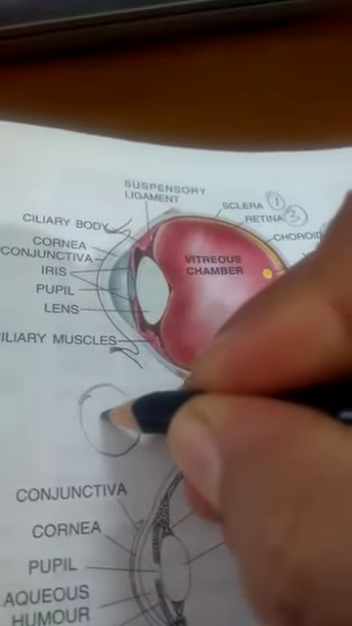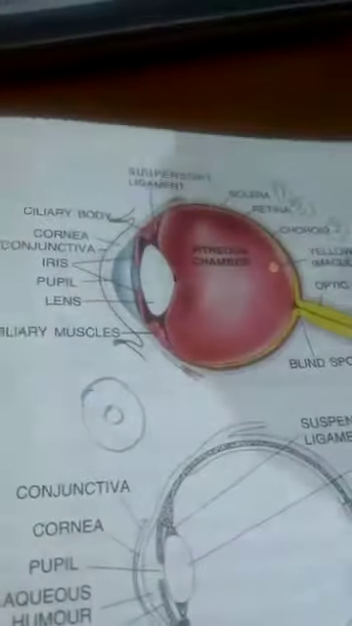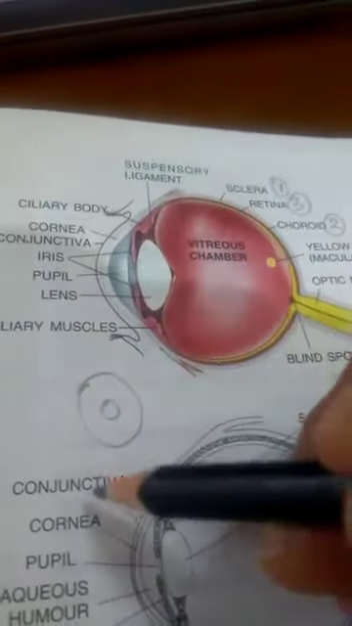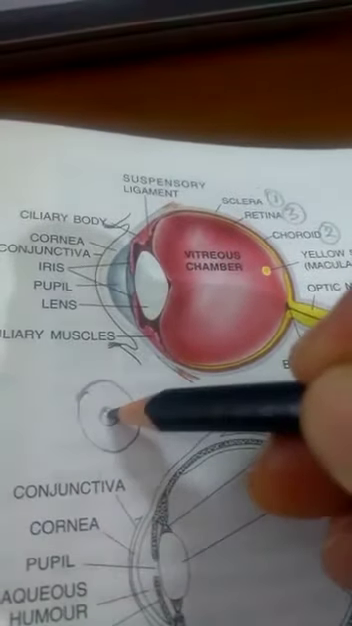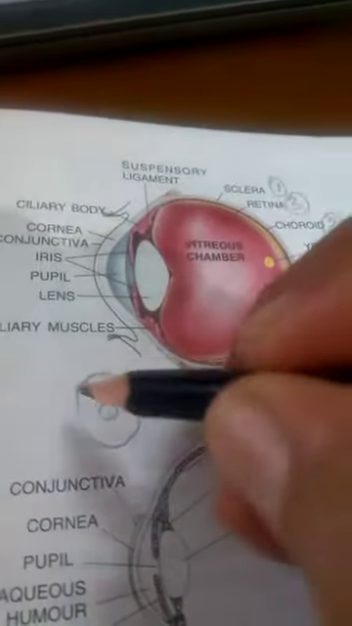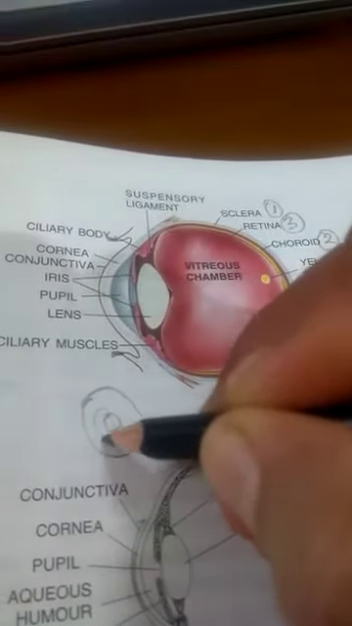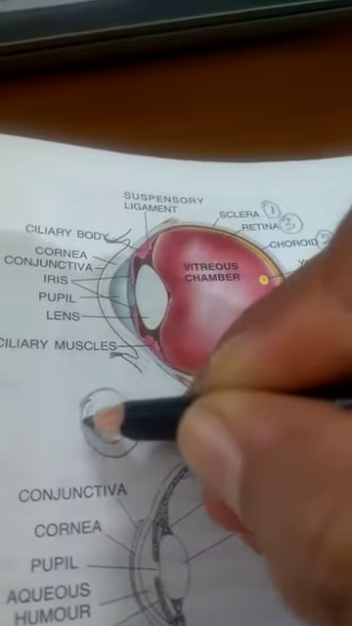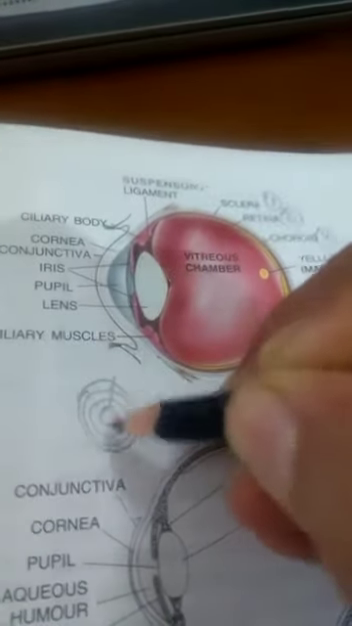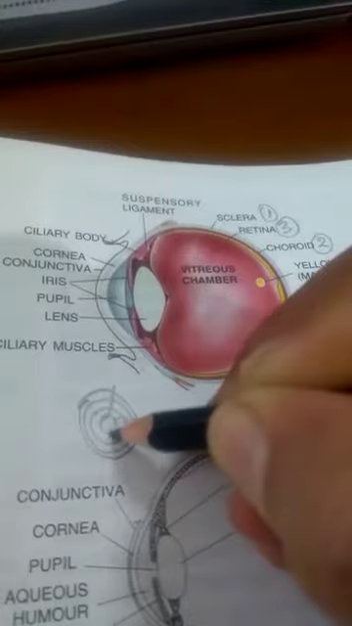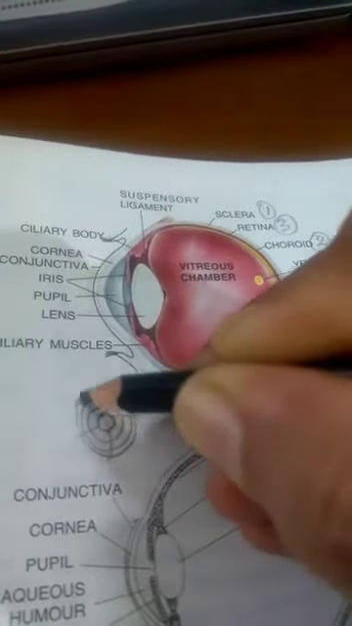If you look carefully in the middle of the iris, there is one opening that is called pupil. Light enters inside the eye through this opening called pupil. Iris has two types of muscles. These are the circular muscles, and radial muscles. These are radial muscles, like a radius.